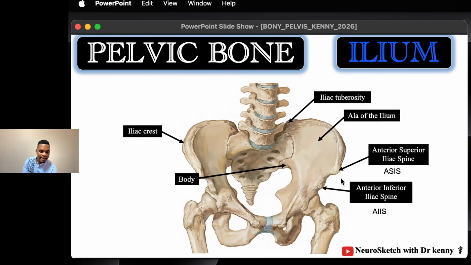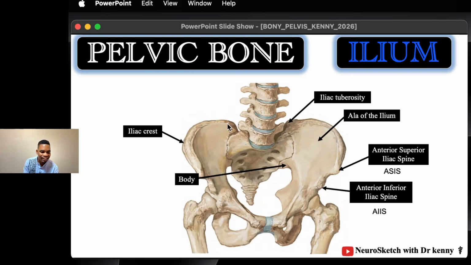So we start with the ilium. This is the ilium, and the ilium has got the ear. The ear of the ilium is called the ala. So ala means ear or wing. So it's considered a wing. This is the wing of the ilium, but it has got a fossa here. This depression is called the iliac fossa. So you have the ala of the ilium and the iliac fossa.